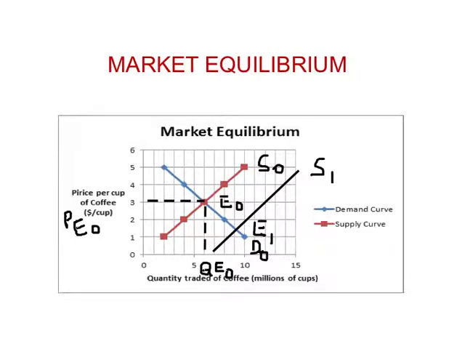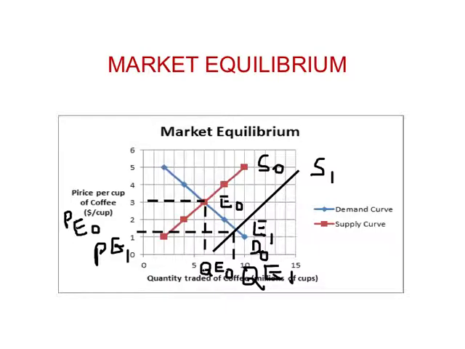wherever these two intersect, we have a new equilibrium point. Let's call this E1. We take this point to the vertical axis, and what we have determined is the new equilibrium price. Let's call it PE1. And what we have also determined is the new equilibrium quantity traded. Let's call this QE1.